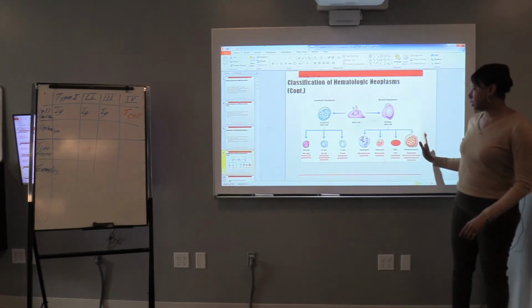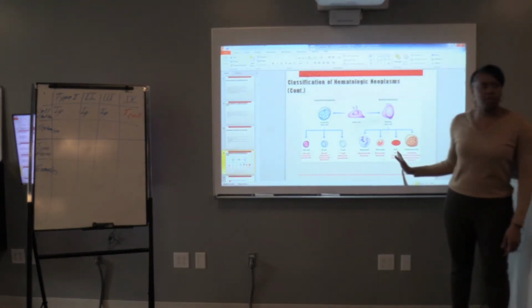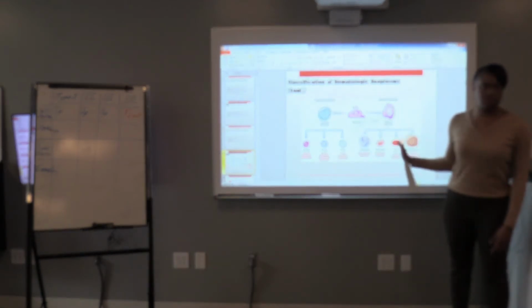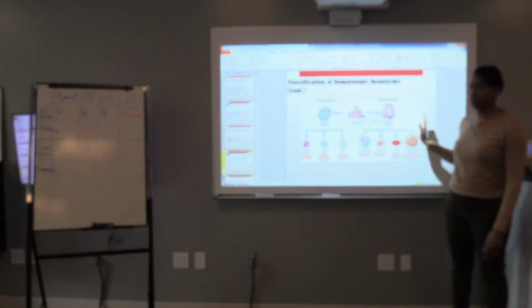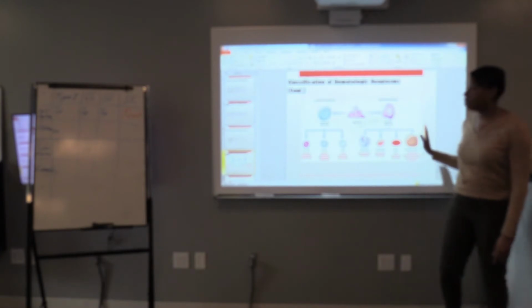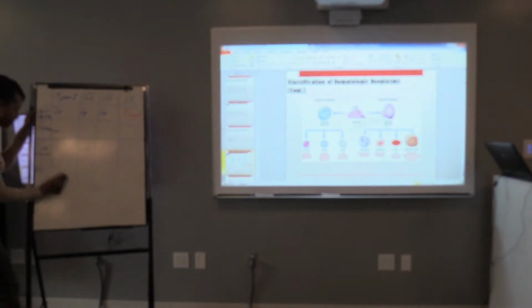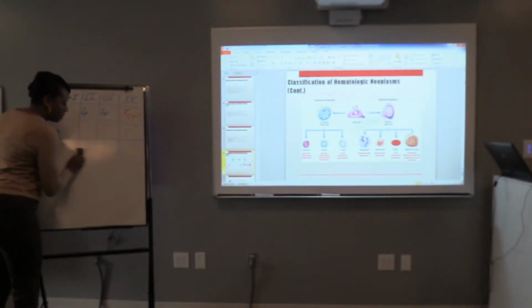The myeloid cells, which we know are everything else, they only flow through the bloodstream. So they are only going to give rise to leukemias. Only give rise to leukemias only. Now I'm going to erase this because I want to show you something else.